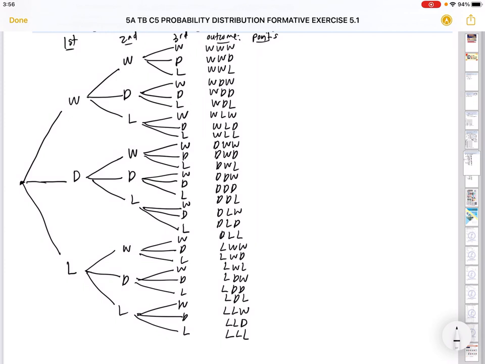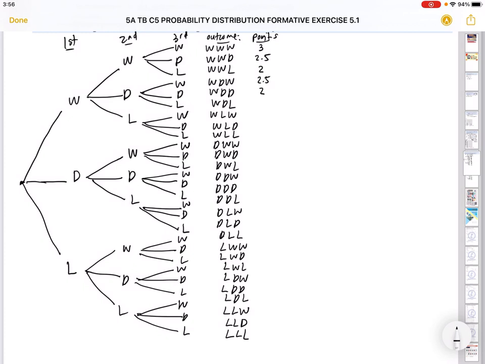Now win, win, draw: 1 point for each win, so it's 2 points plus half a point for the draw, so you get 2.5. Win, win, lose is 1 plus 1 plus 0, which is 2. Win, draw, win is 1 plus half plus 1, which is 2.5. Win, draw, draw is going to be 1 plus half plus half, which is 2. Win, draw, lose, 1 plus half plus 0, 1.5.